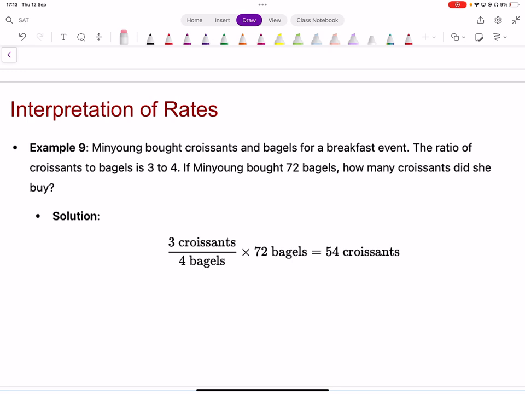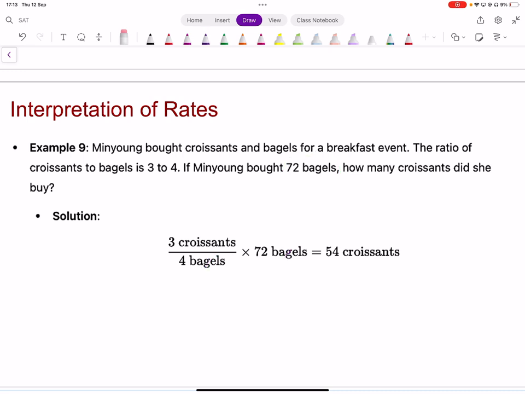How many croissants did she buy? How do we know this? How do you figure this out? This ratio is 3:4. So 3 croissants to 4 bagels, right? Using conversion factor the other way. She bought 72 bagels. Again, you can think of it like this. These 2 things get cancelled out and you're left with the number of croissants, right? Fairly straightforward.